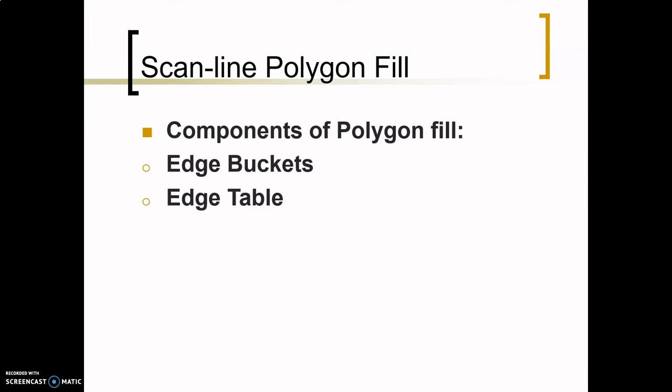When all the edges are removed from the edge table, we come to the conclusion that we have filled the polygon. Okay, now the next component is the active list. The active list maintains the current edges being used to fill the polygon. Edges are pushed into the active list from the edge table when an edge's y min is equal to the current scan line being processed.